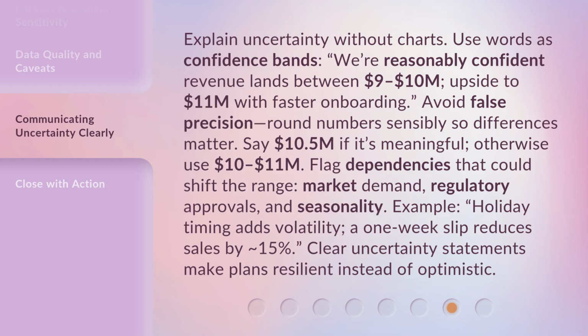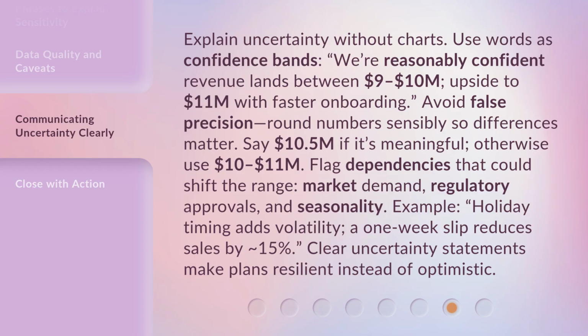Explain uncertainty without charts. Use words as confidence bands. We're reasonably confident revenue lands between $9 and $10 million. Upside to $11 million with faster onboarding. Avoid false precision. Round numbers sensibly so differences matter. Say $10.5 million if it's meaningful. Otherwise, use $10 to $11 million.